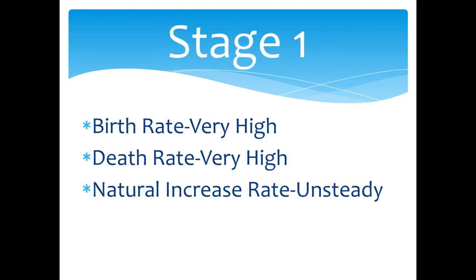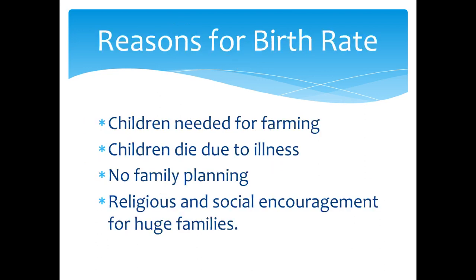So in stage 1, birth rates are extremely high, death rates are extremely high, actually the highest that they are in any civilization's history. And as a result of that, the natural increase rate, which is the crude birth rate minus the crude death rate, is very unsteady because the birth rates and the death rates are so high and so unstable.